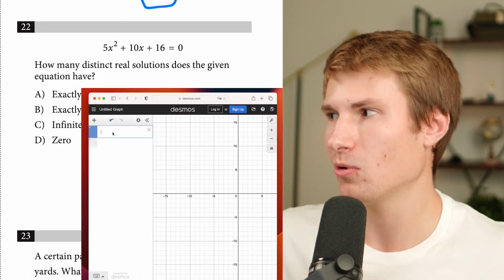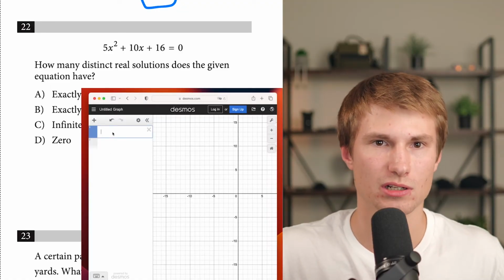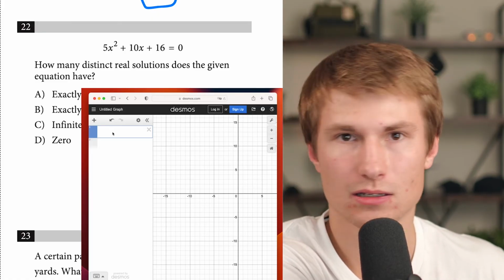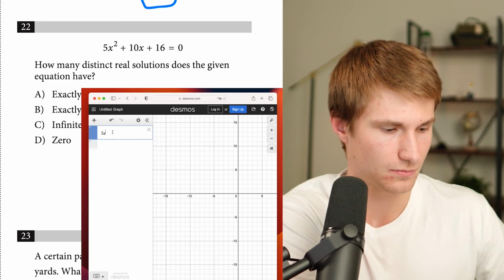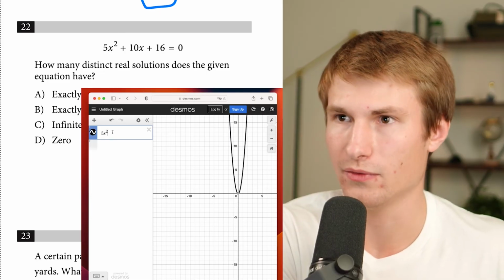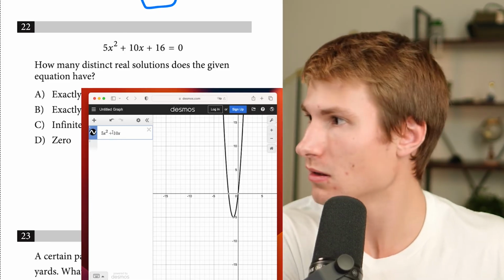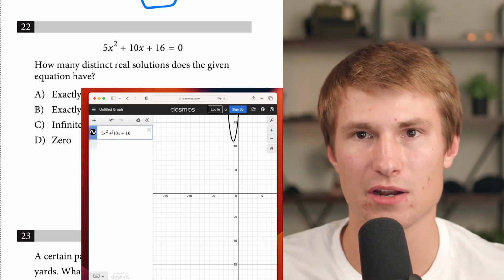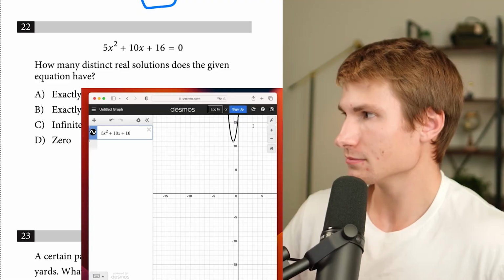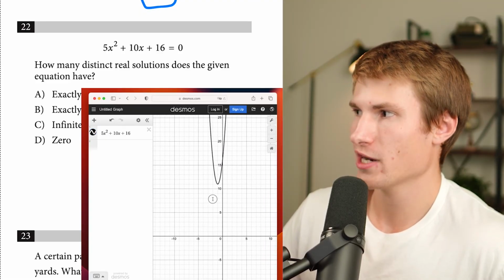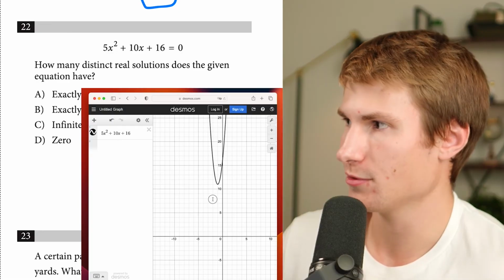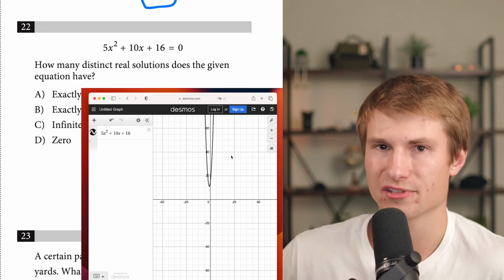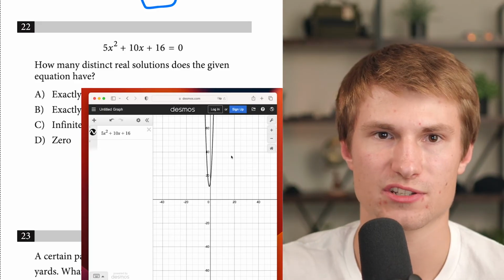Okay, and I'll talk about why I think it's better to use Desmos on this particular question than to write it out in a second once I'm done writing this. So we've got 5x squared, and then plus 10x, and then plus 16. All right, now we have to find if that equals 0 anywhere. First of all, we should check that we put the equation correctly into Desmos, and we did. Now, as we can see, if I zoom out, it doesn't cross 0 anywhere. So the number of real solutions here is 0.